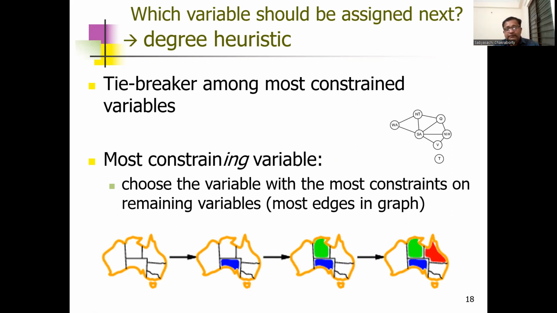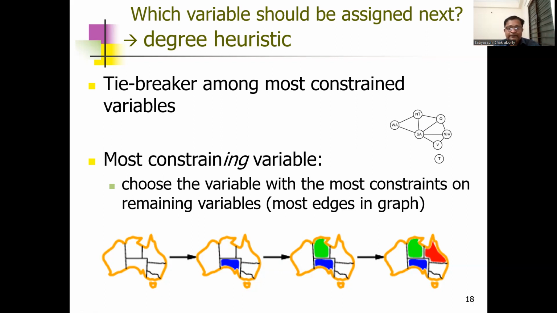Combining the minimum remaining value heuristic and the degree heuristic can solve a number of problems in a lesser amount of time. So the degree heuristic is used as a tiebreaker. We start with the minimum remaining value heuristic, and whenever there is a tie, we use the degree heuristic.